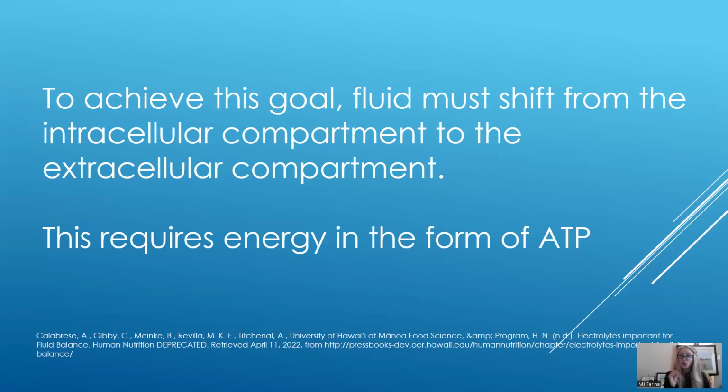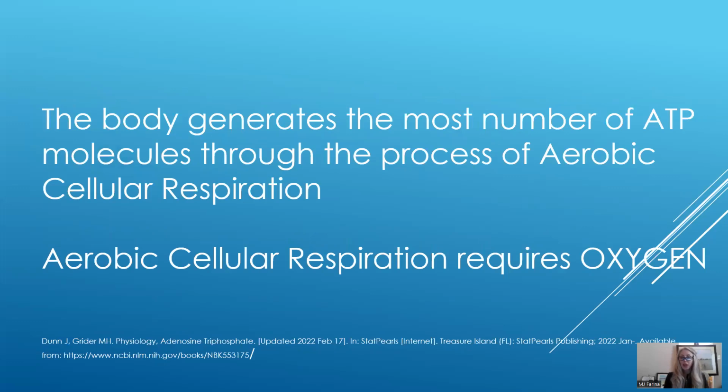And that energy is going to come in the form of ATP. Remember that ATP is the energy currency of the body. And the body is going to generate the max number of ATP molecules through the process of aerobic cellular respiration. Remember hearing about that maybe many years ago if you got out of school a while ago. There's aerobic cellular respiration and there's anaerobic cellular respiration.